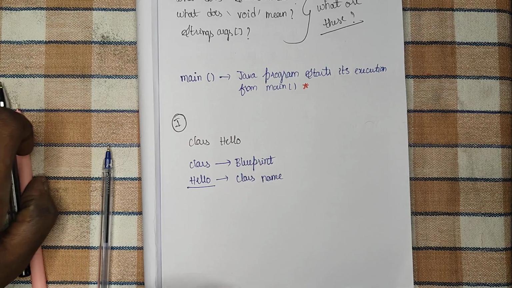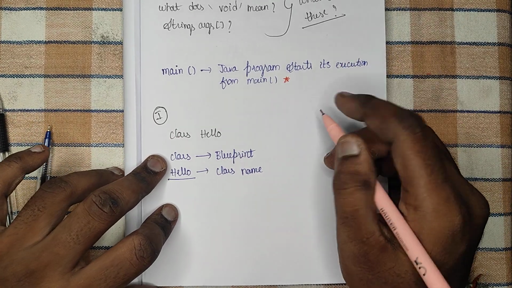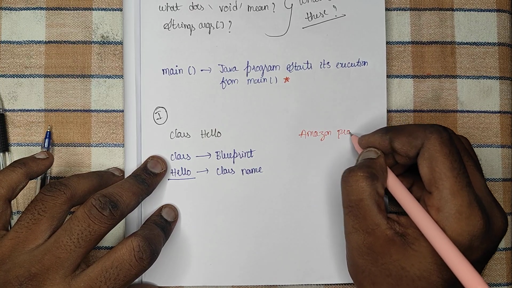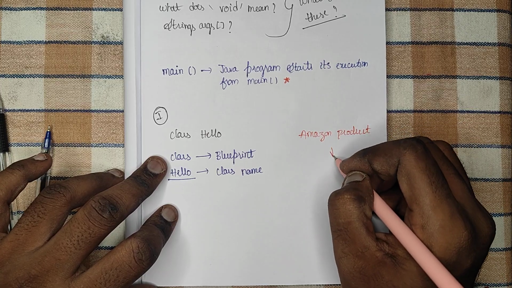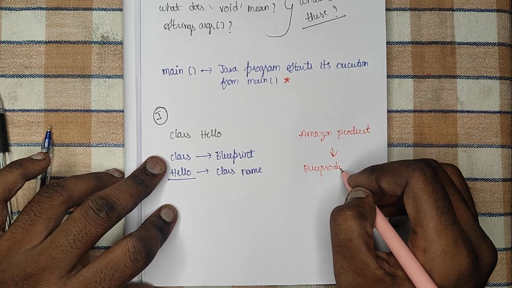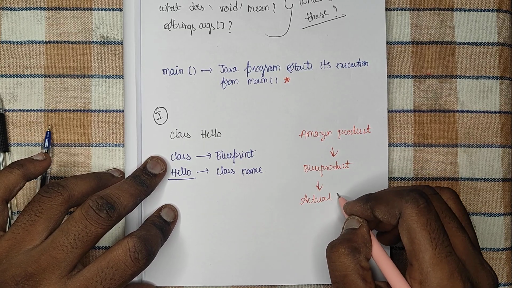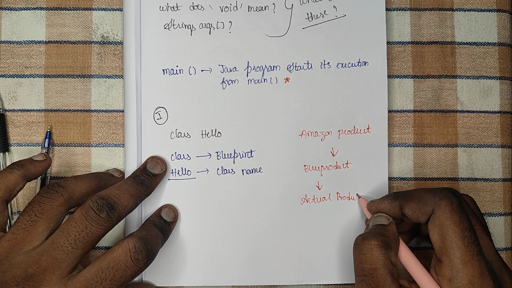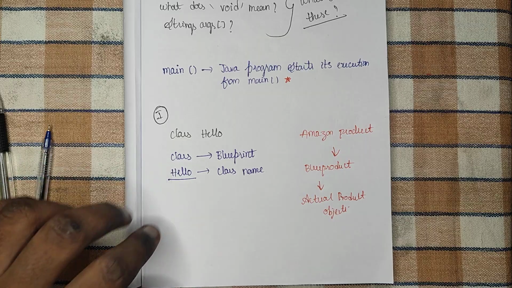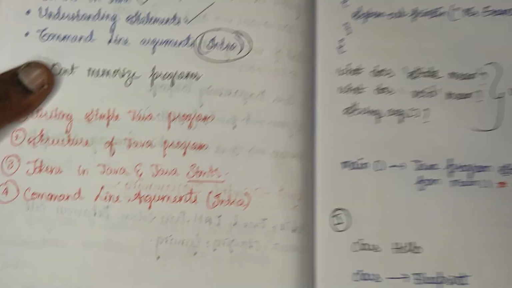So in a professional way, take an Amazon product. You have the blueprint of the product and the actual product objects. So the naming rule I'm going to give, don't worry, I'm going to give the notes.